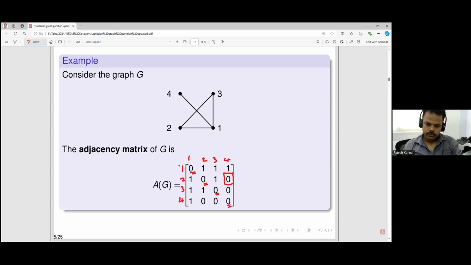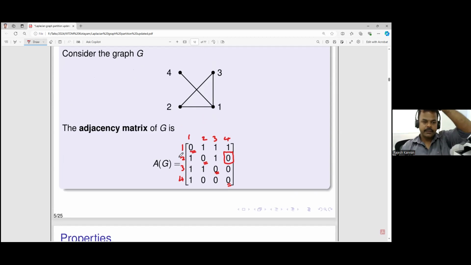Now, it is easy to see that this matrix A of G is a symmetric matrix. Okay, because whenever you have an edge from the vertex I to J, then you do have an edge from J to I. So what's the reason to emphasize the fact that it's a symmetric matrix? The first course in linear algebra will tell you symmetric matrices are one of the interesting classes of matrices. Interesting from the point of view that all the eigenvalues of symmetric matrices are real, and you do have a set of eigenvectors which will form an orthonormal basis for the space Rn itself. Okay.